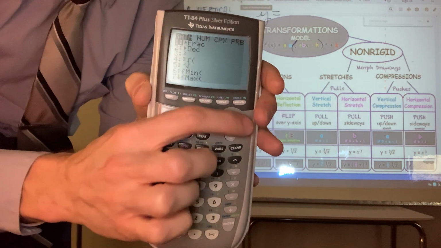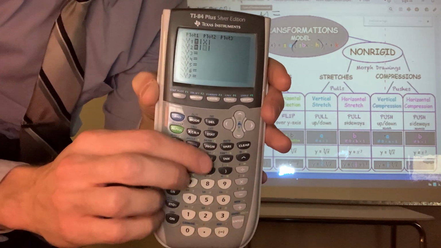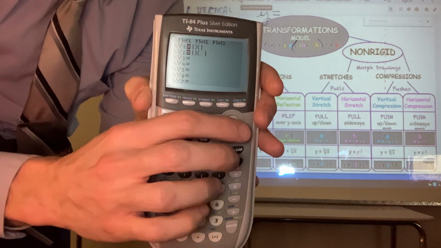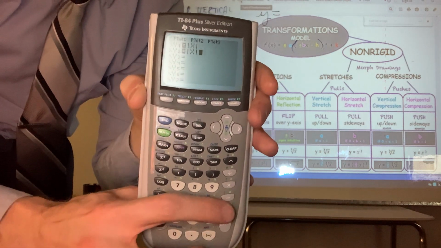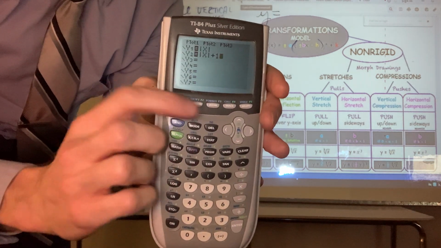Math. Let's see, scroll over here, absolute value. Put an x in there, and then on the outside of this, put +1. All right, and then hit graph.